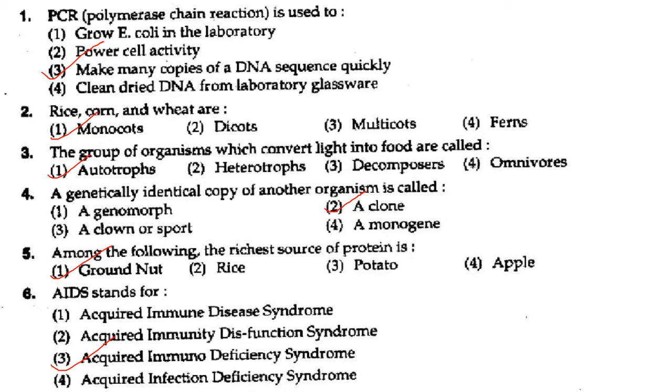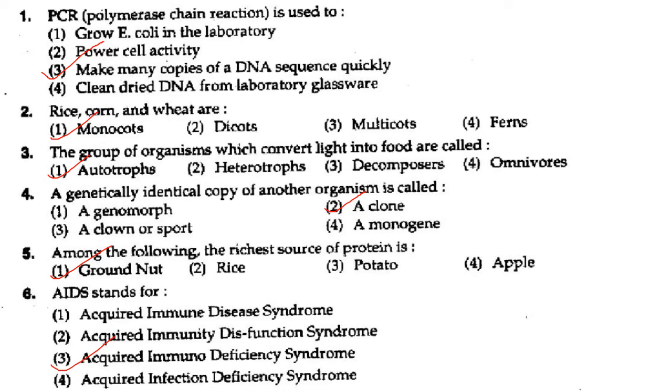Next one, the group of organisms which convert light into food are called, for example: option 1 autotrophs, 2 heterotrophs, 3 decomposers, 4 omnivores. Answer is option 1 autotrophs. Next one, a genetically identical copy of another organism is called: option 1 xenomorph, 2 a clone, 3 a clone or spot, 4 a monogene. Answer is a clone, option 2.